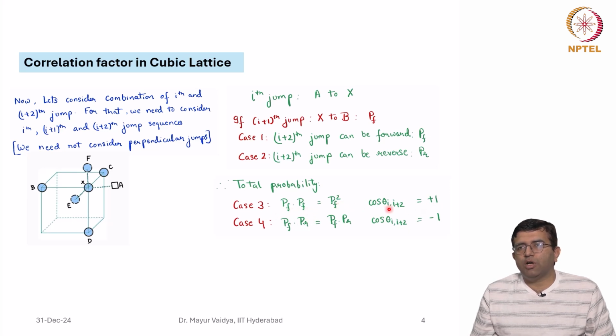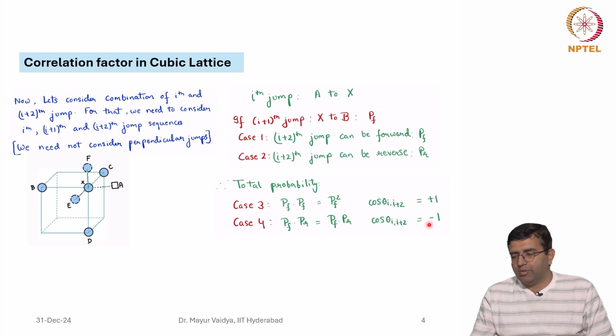So therefore, the cos theta I plus 2 in this case will be plus 1. Remember, for PF it is 1, for this PF also it is 1. So therefore, the multiplication will give us plus 1. Whereas for PF into PR, here PR will have negative cos theta. So therefore, cos theta I plus 2 will be minus 1.